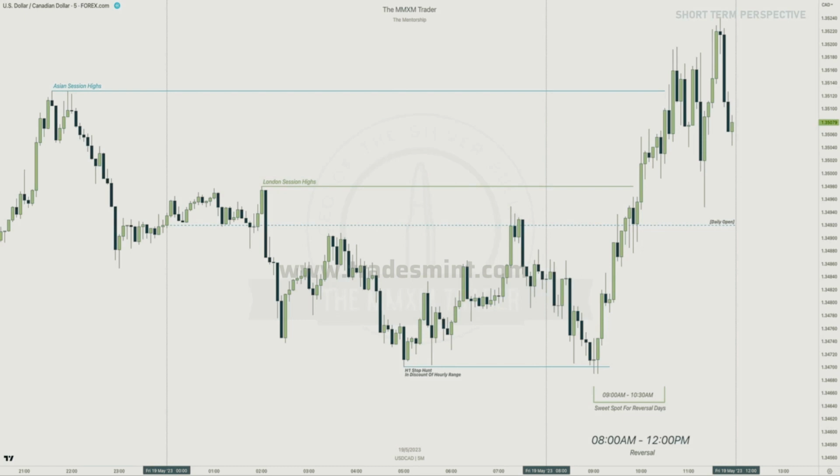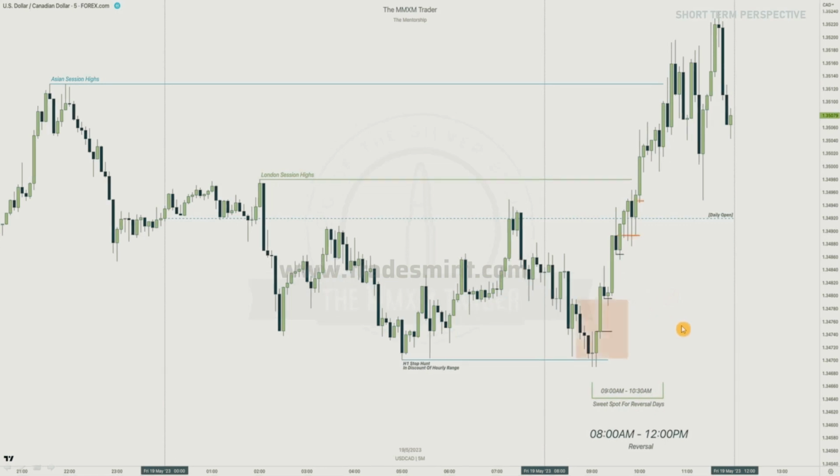That 9 a.m. to 10:30 a.m. is the sweet spot for those reversal days. And you can clearly see over here also, we start that reversal with that stop hunt. It's right on the dot on 9 a.m. And then in this time frame, 9 a.m. to 10:30 a.m., we can spot our entry model.